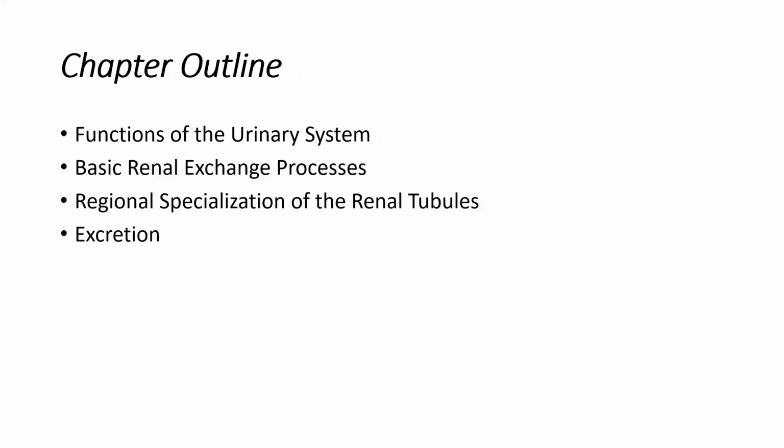Okay, we'll talk about functions of the urinary system. We'll introduce the four basic processes of renal exchange. And then we'll once again talk about the specialization of the renal tubule, going back to this idea that each segment of the renal tubule, of the nephron even, has a very specific function that is related to a very specific structure, okay? And then lastly, we'll talk about excretion at the very end.